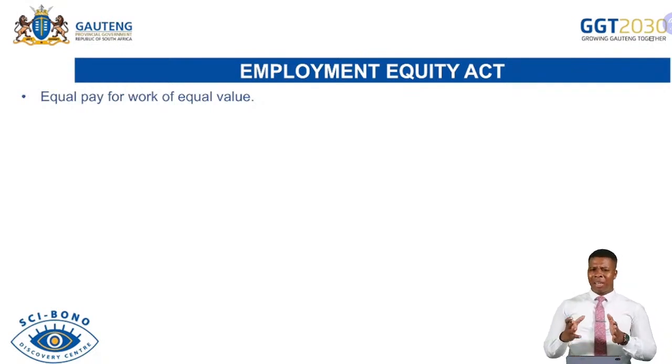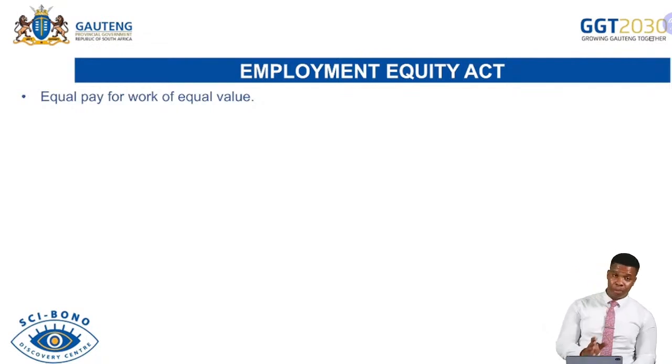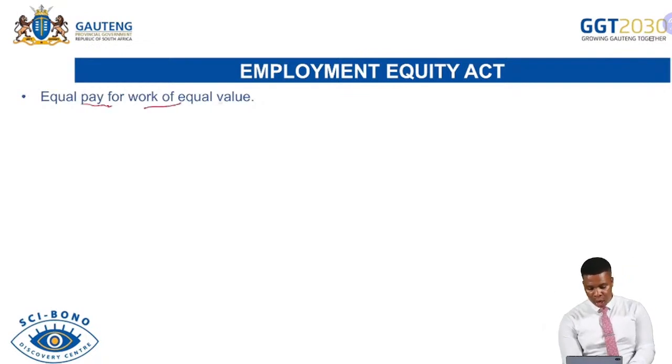And remember, with previously disadvantaged individuals, we are not talking about Africans or black people only. We are talking about coloureds, Indians, females, and people with disabilities. So in the process of employing, employ equally. And when they are employed, ensure that if they are doing the same duty or responsibility, equal pay for work of equal value is given. So they should be paid equally if they are doing the same duty.